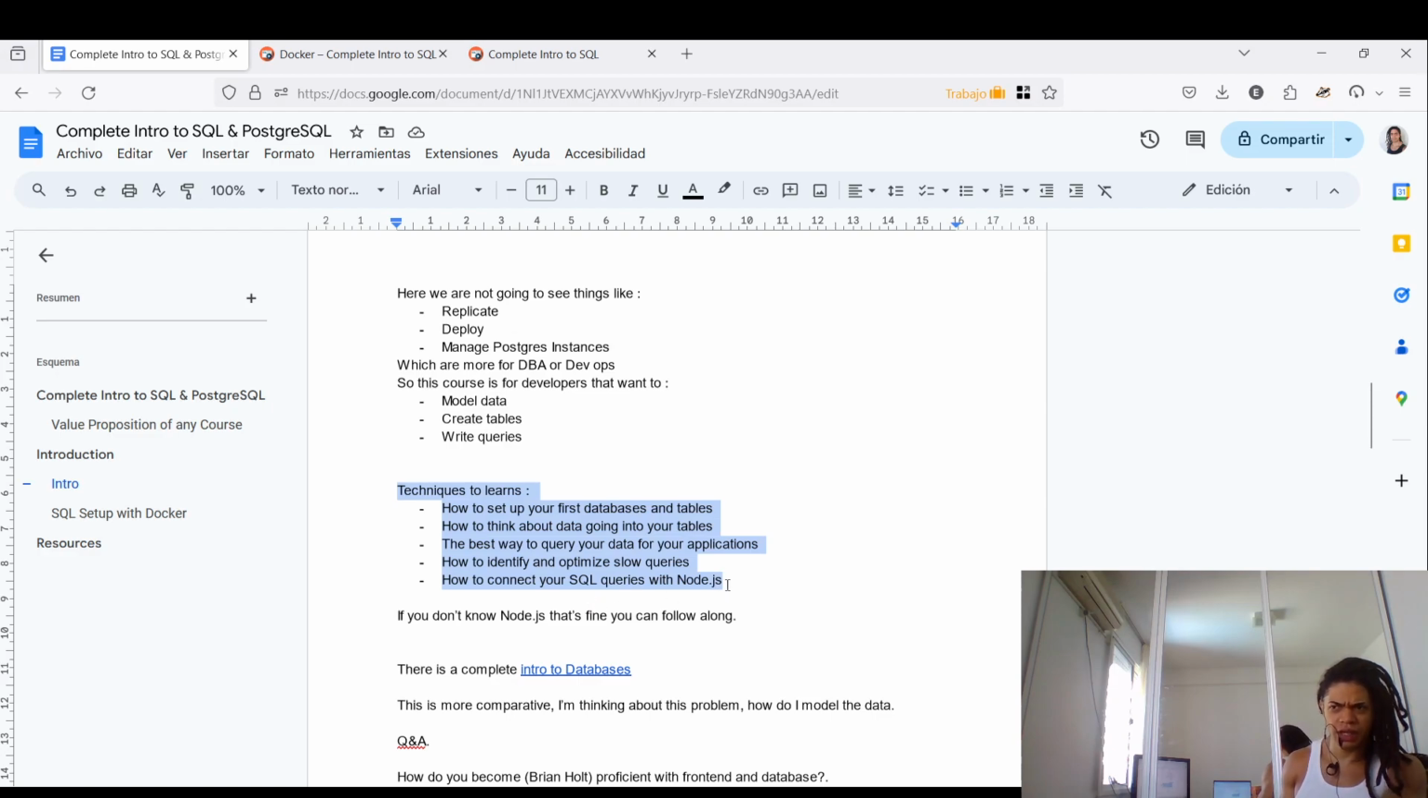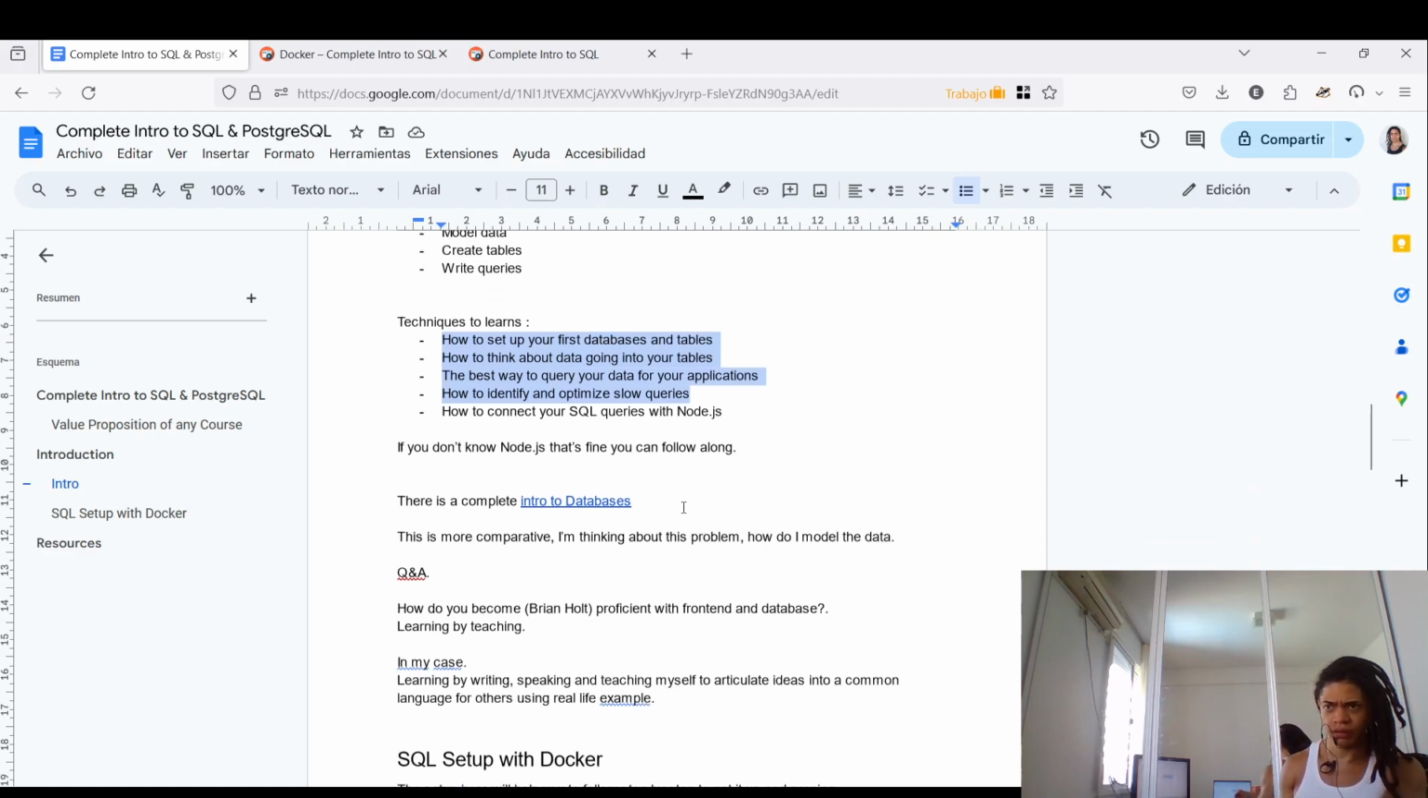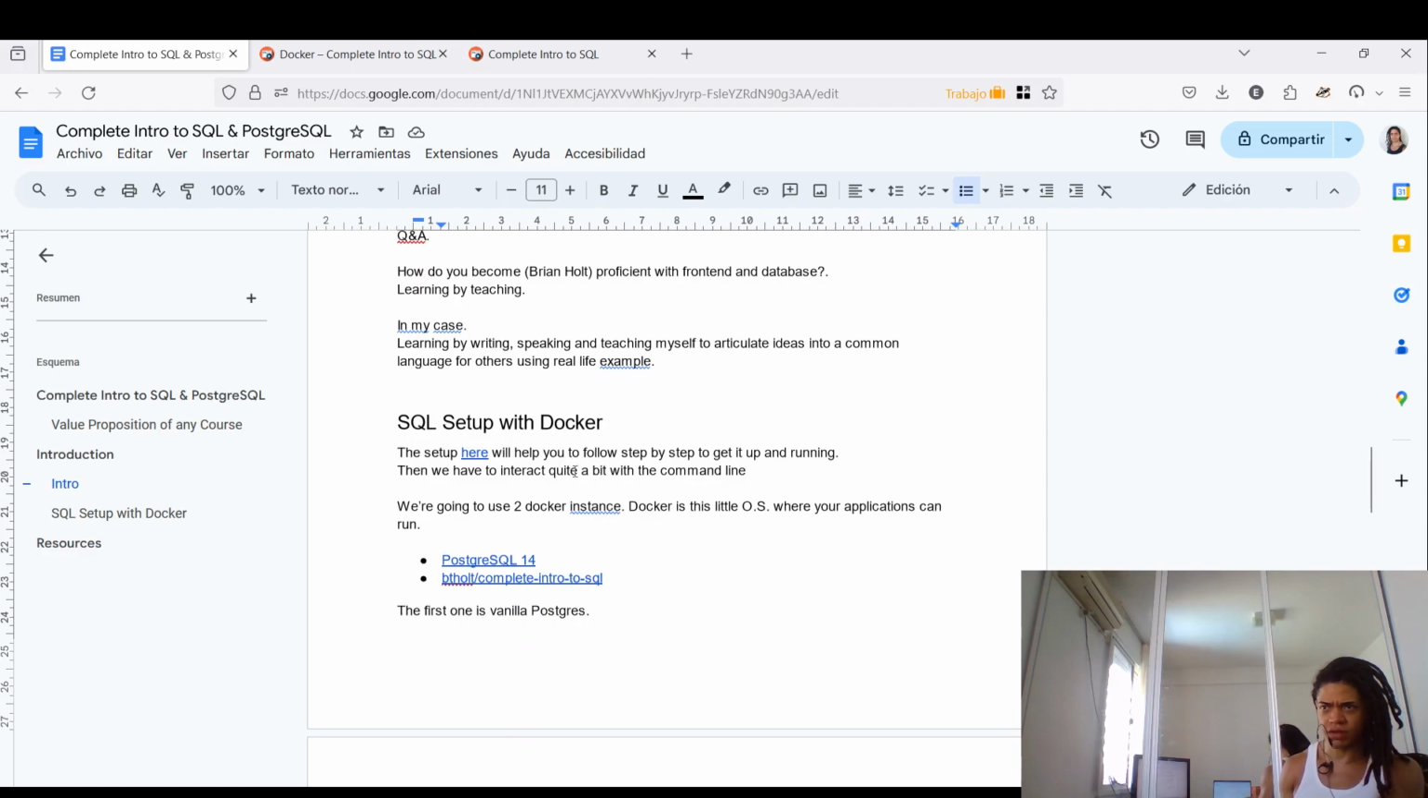So this I think is very, very interesting, because now we're going to do all of this with lower level interactions with that Postgres instance, with a Postgres server. That's very, very interesting.